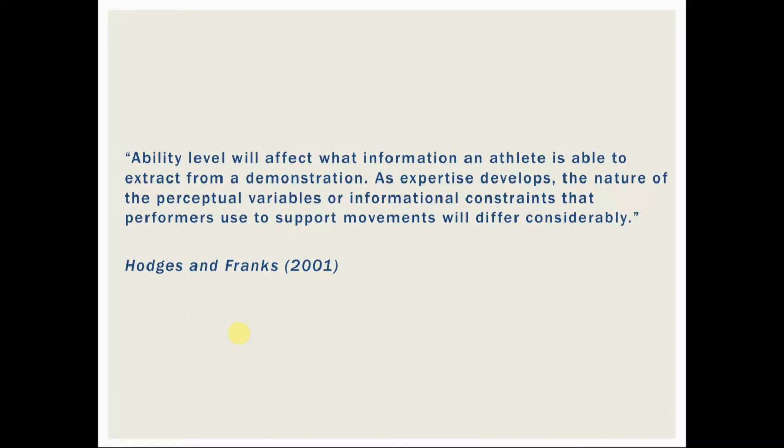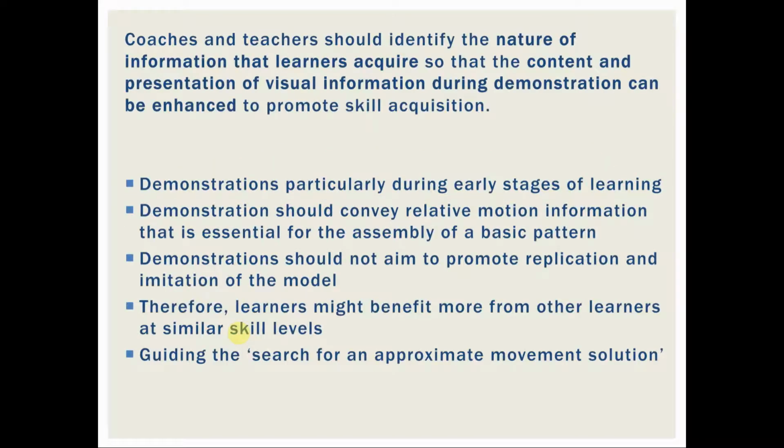So Hodges and Franks argued it this way: ability level will affect what information an athlete is able to extract during a demonstration. And as expertise develops, the nature of the perceptual variables or informational constraints that performers use to support movements will differ considerably. So again, that highlights that every single learner, from a constraints-led perspective, uses demonstrations in a different way, and it will all depend on their own intrinsic dynamics.